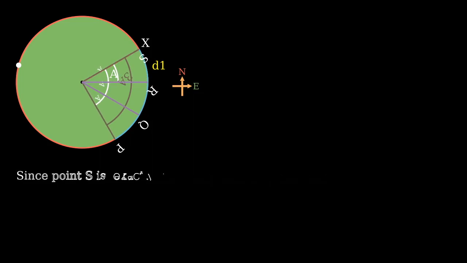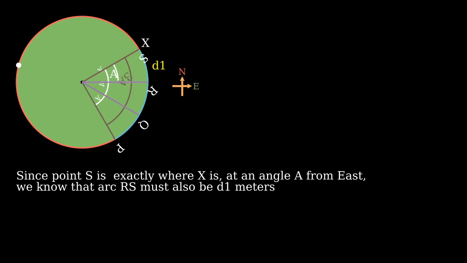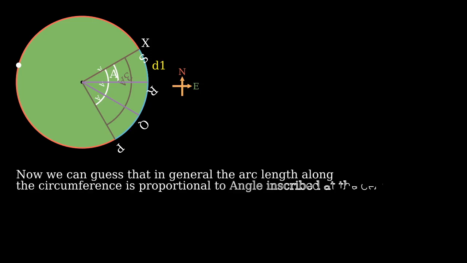Since point S is exactly where X is at an angle A from east, we know that arc RS must also be D1 meters. And PS, which is the total distance the boy ran, equals PQ plus QR plus RS, and each of those we've shown to be D1, so the distance PS must be 3 times D1 as we guessed initially. Now we can guess that in general, the arc length along the circumference is proportional to the angle inscribed at the center. And now we are ready to define a radian.